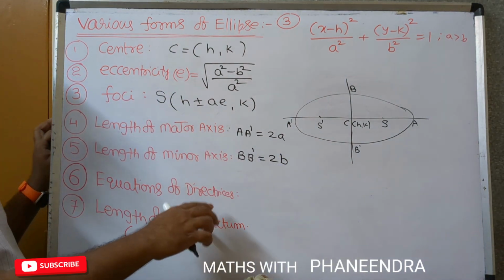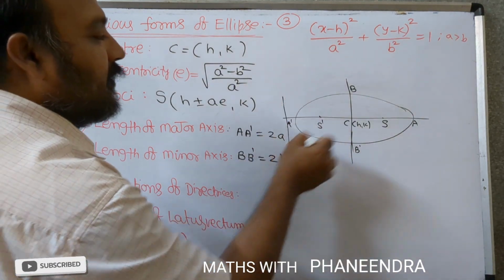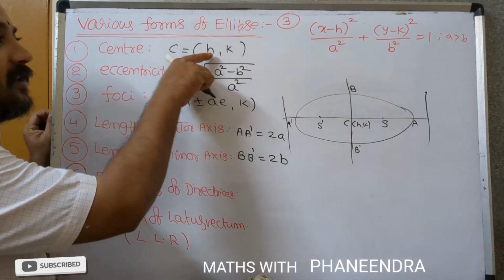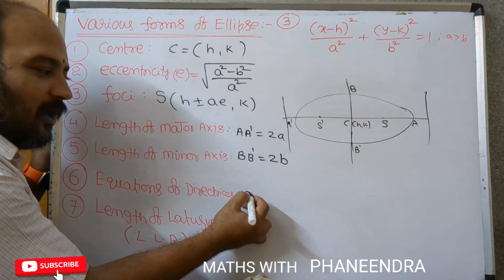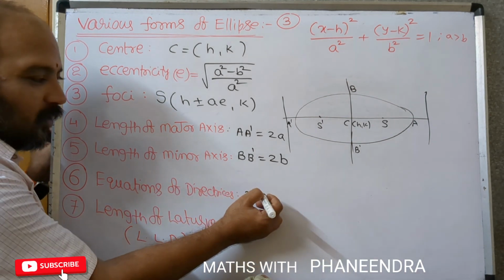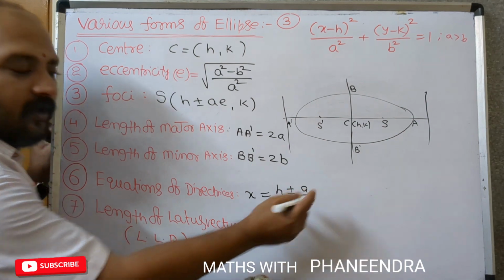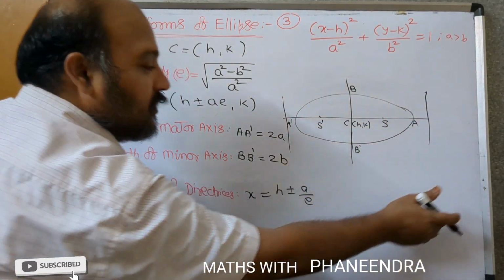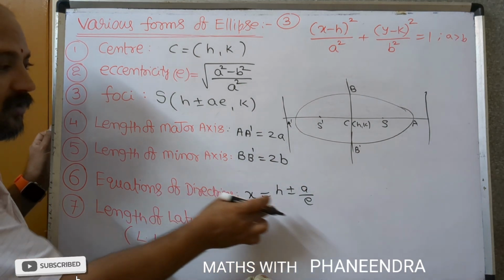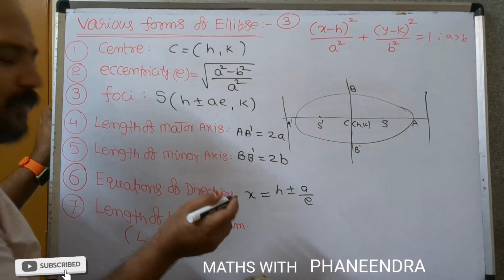Next, equation of directrices. But here it will change. Directrices means x is equal to a by e, x equal to minus a by e. The x coordinate is related to h, no? So the equation of directrices is x equal to h plus or minus a by e. H plus a by e is this side equation, h minus a by e is this side equation. Equation of directrices.